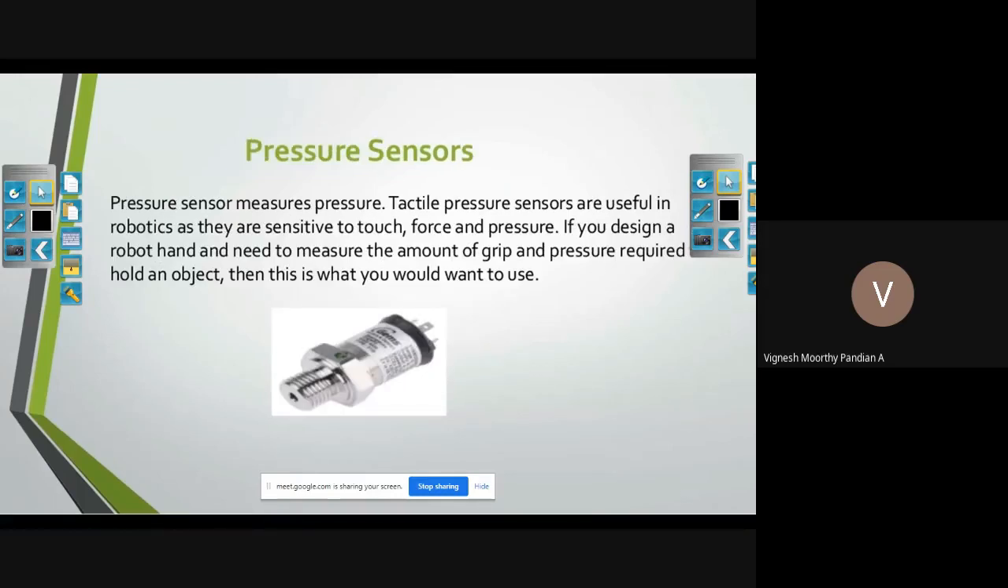Pressure sensor. The pressure sensor is also known as tactile pressure sensors. It is used in robots to measure the pressure. Tactile pressure sensors are useful in robotics as they are sensitive to touch, force, and pressure. If you design a robot hand and need to measure the amount of grip and pressure required to hold an object, then this tactile or pressure sensor is used.